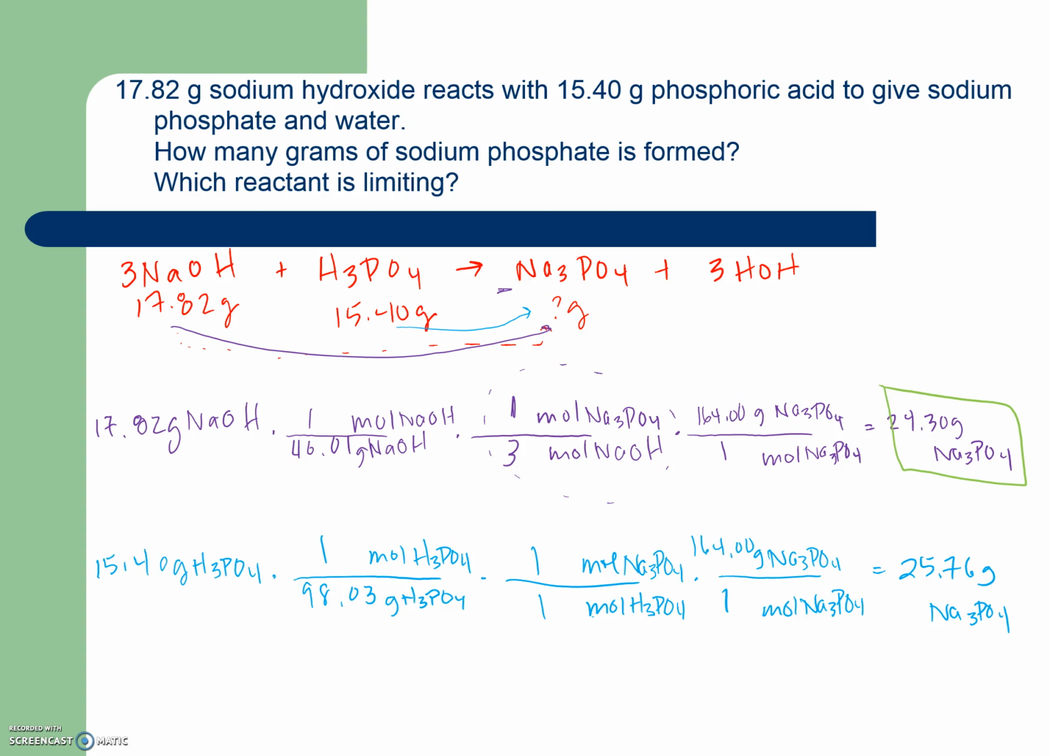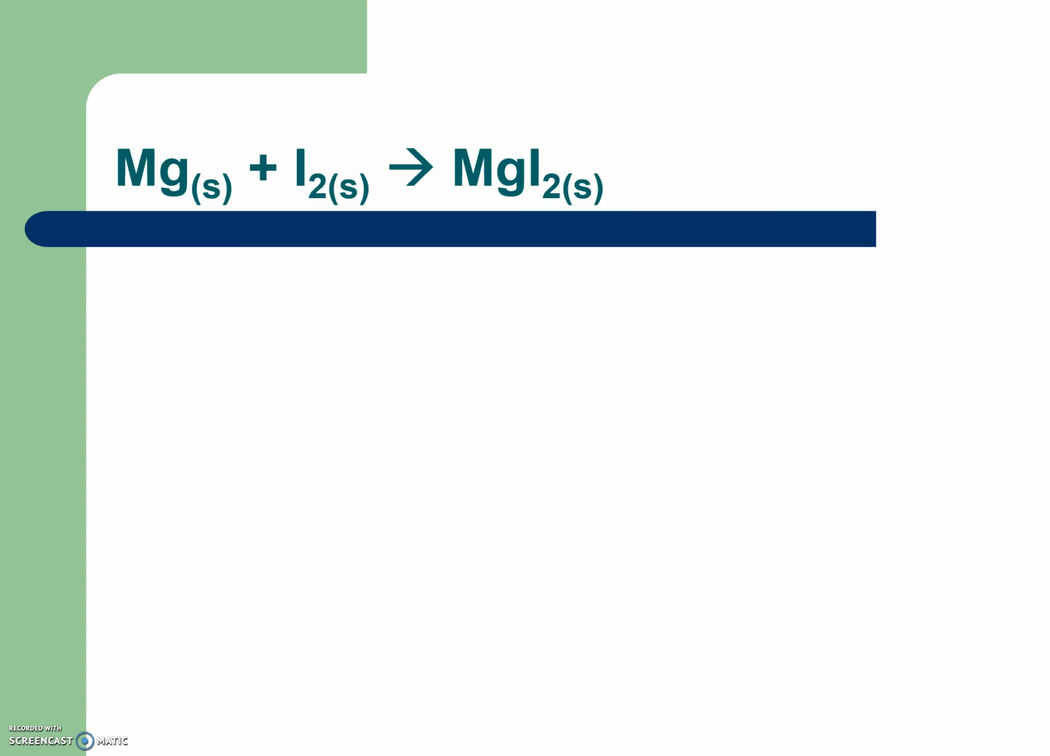So how many grams of sodium phosphate is formed? This is done, 24.30 grams of Na3PO4. Which reactant is limiting? I trace back over here. Whatever one I ran out of first is my limiting reactant, so it's NaOH. My one that's in excess is the H3PO4. We can do this the same way we did the example with the s'mores.